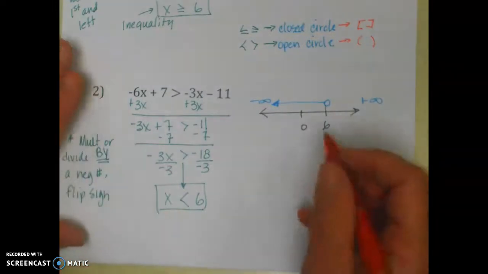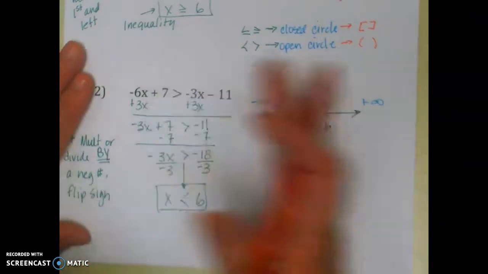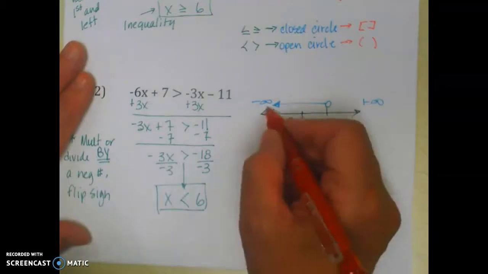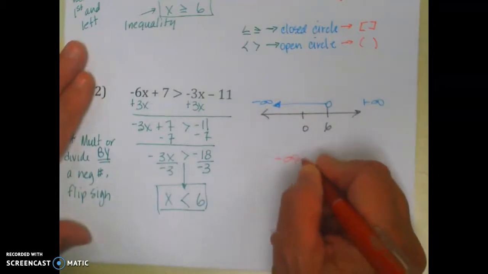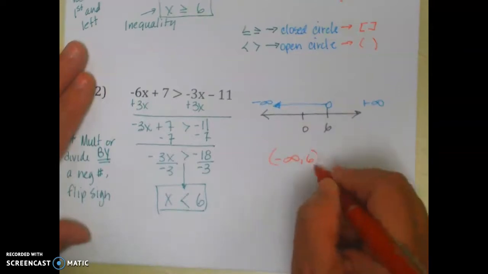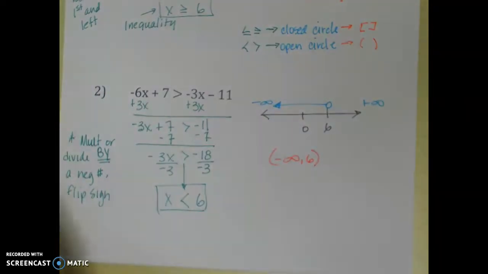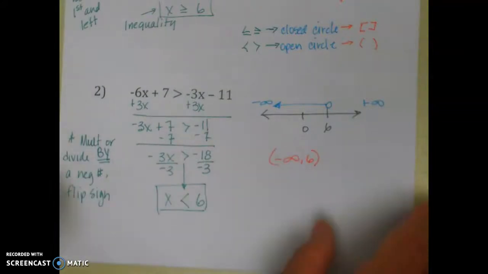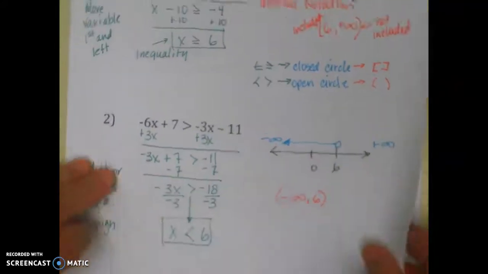My interval notation, remember you start with the lowest value, so you're always going from left to right, just like you read. It's pointing at negative infinity, and it goes all the way up to 6. Infinities always get parentheses. This 6 gets a parentheses because it's an open circle, and only because it's an open circle. Okay. We're going to try one more.